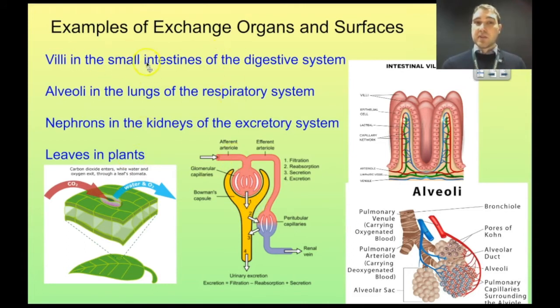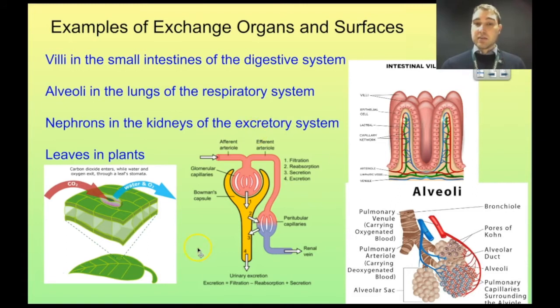Exchange organs and surfaces. So the exchange surface is the villi in the small intestine, and that's in the digestive system. So its job is to take in nutrients from food and distribute that around the body. Alveoli in the lungs. So the exchange surface is the alveoli, the organ is the lungs, and the system is the respiratory system. So here's the alveoli down here. Their job is to get oxygen into the body and carbon dioxide out of the body.